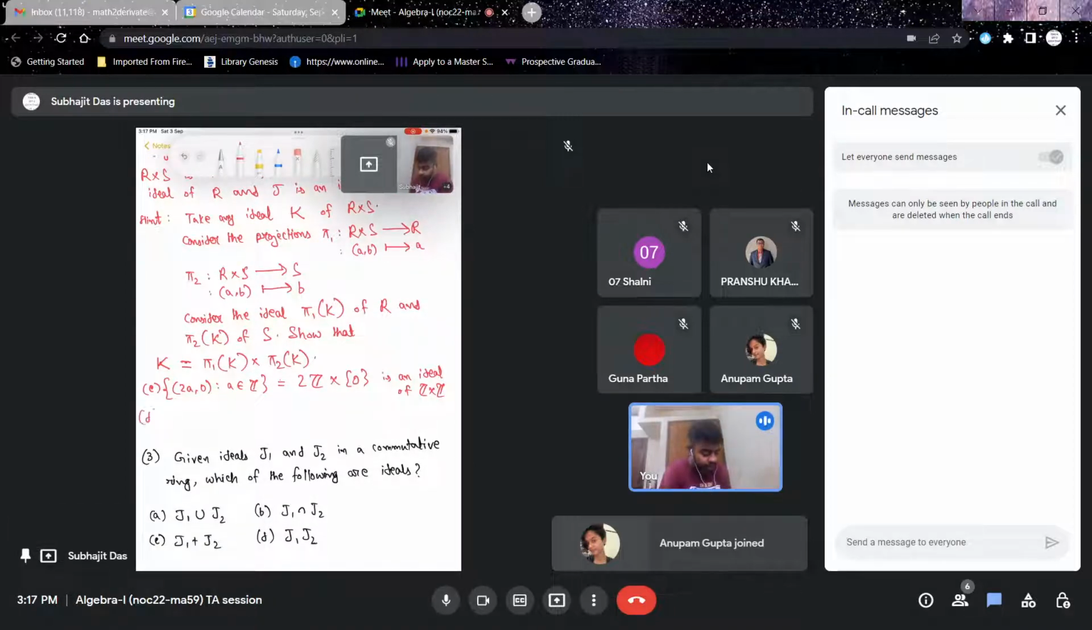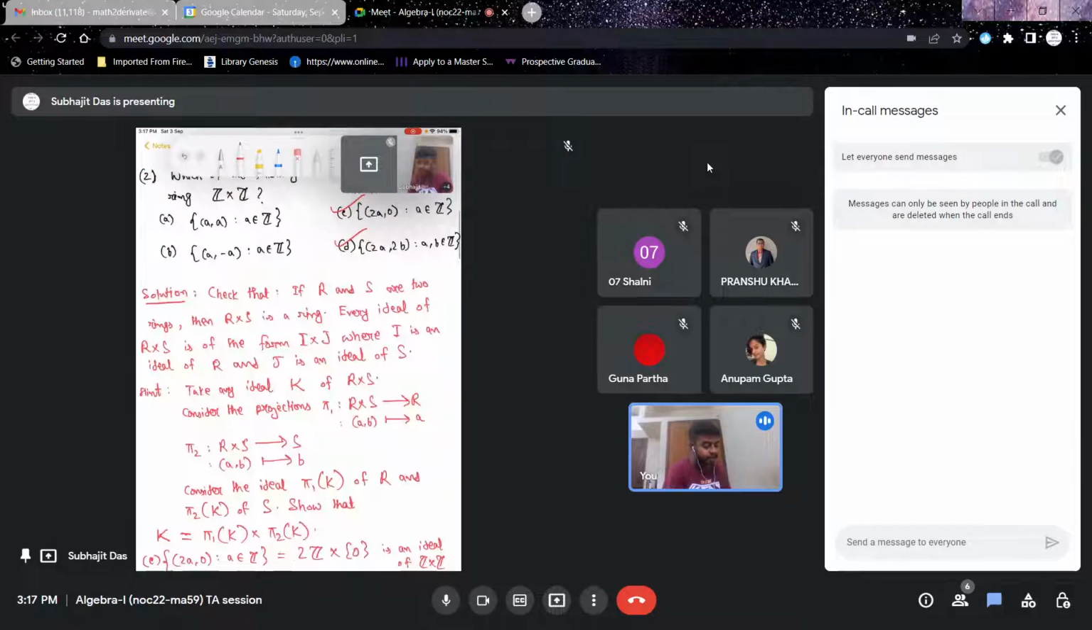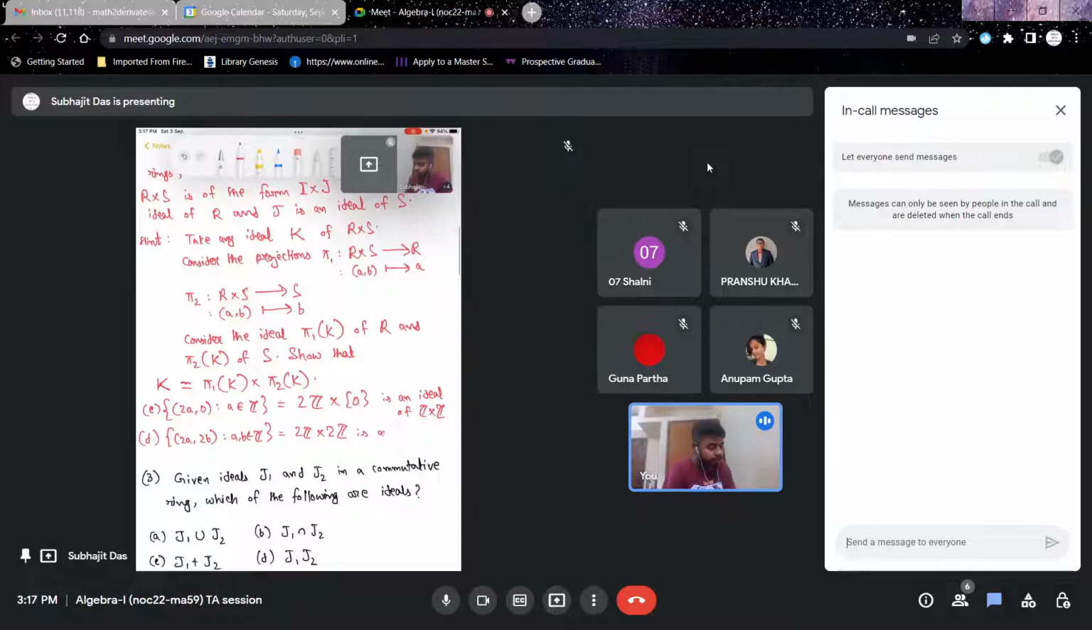And option D is also correct. So you have (2a, 2b). Note that the coordinates are independent of each other, where a and b are in Z, and this is precisely 2Z cross 2Z. This is also an ideal of Z cross Z.